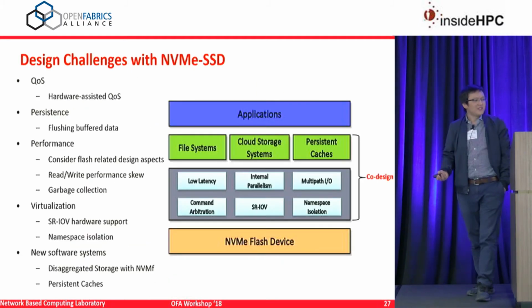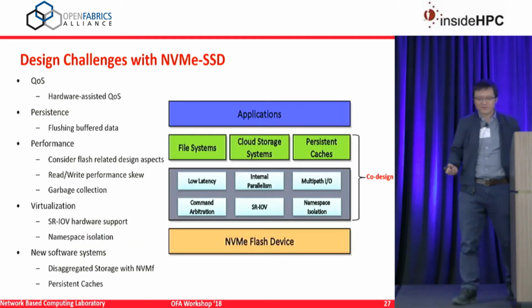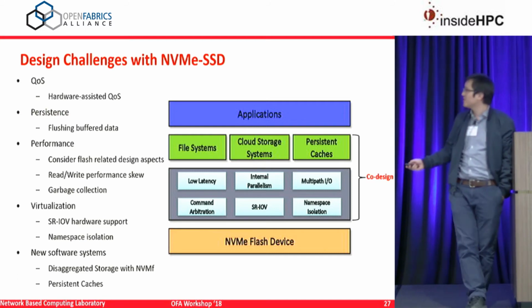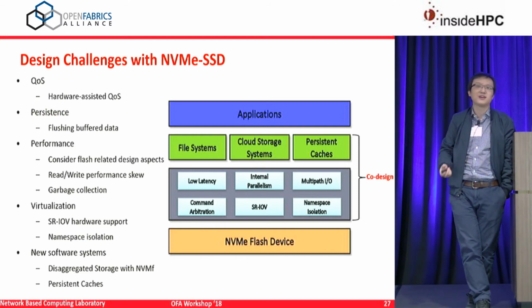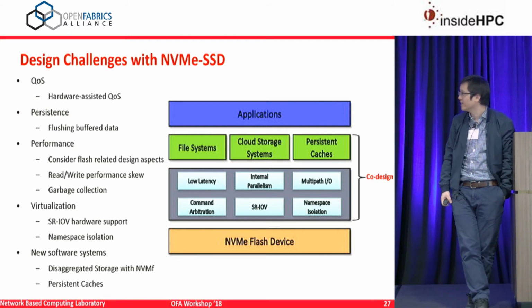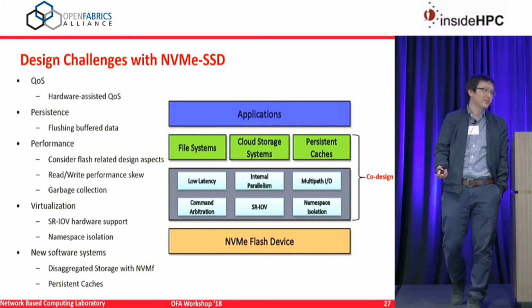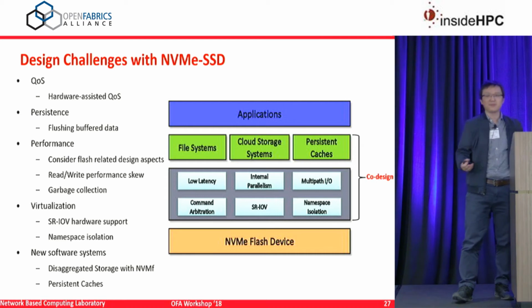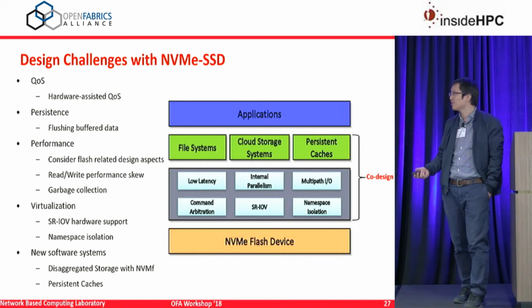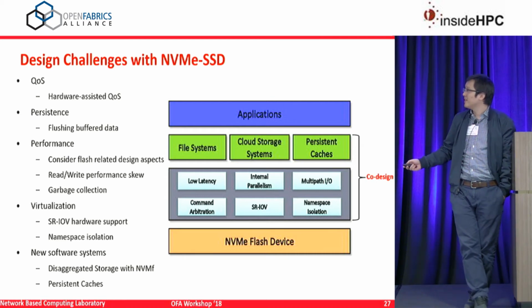But there are a lot of challenges as well. Here we show some co-design opportunities from our understanding. There are multiple perspectives. Performance is one of them, of course. We hope to get as much performance as possible out of the NVMe protocol. Some other perspectives are also important, like QoS.